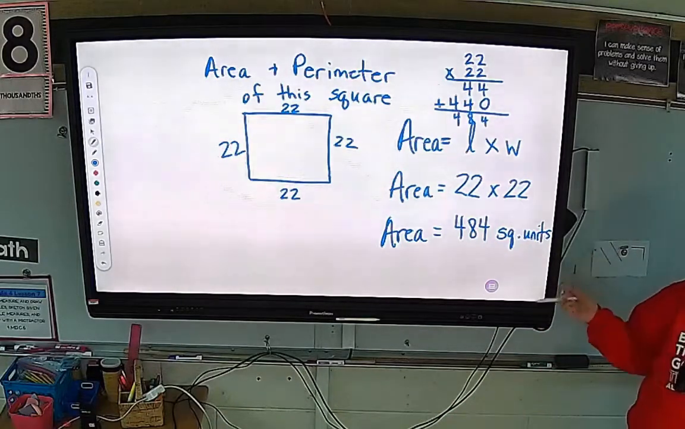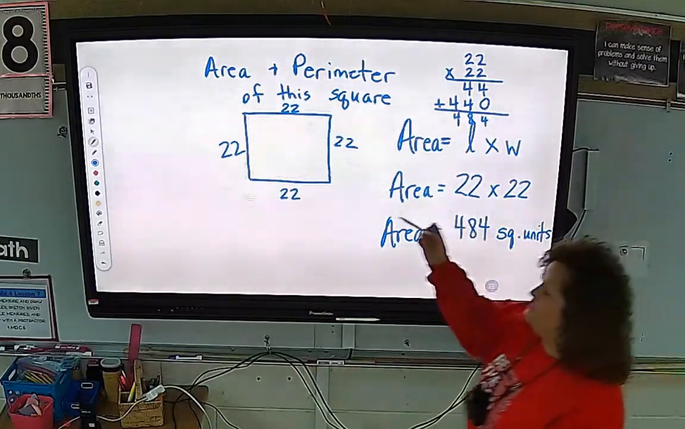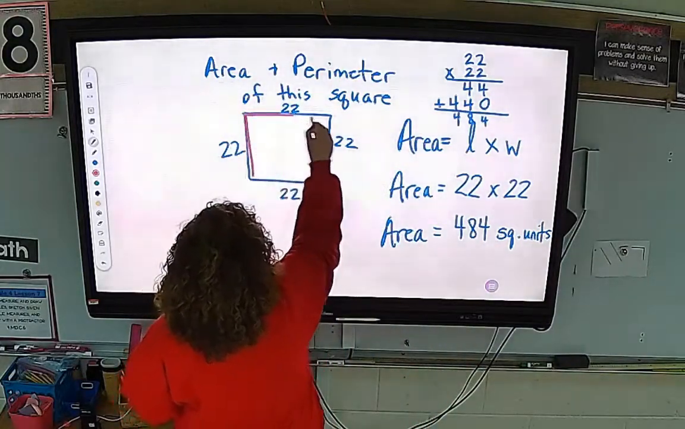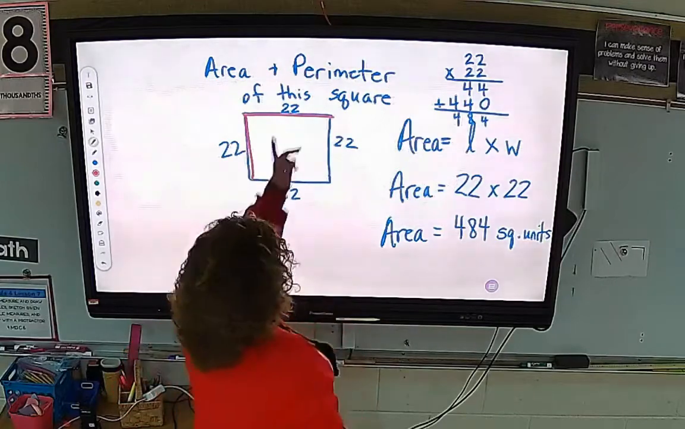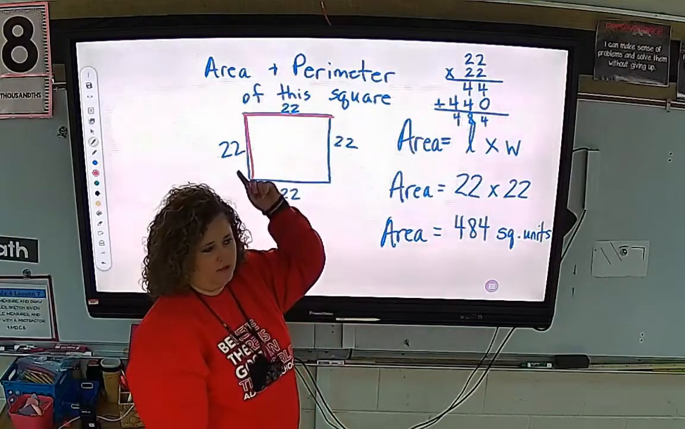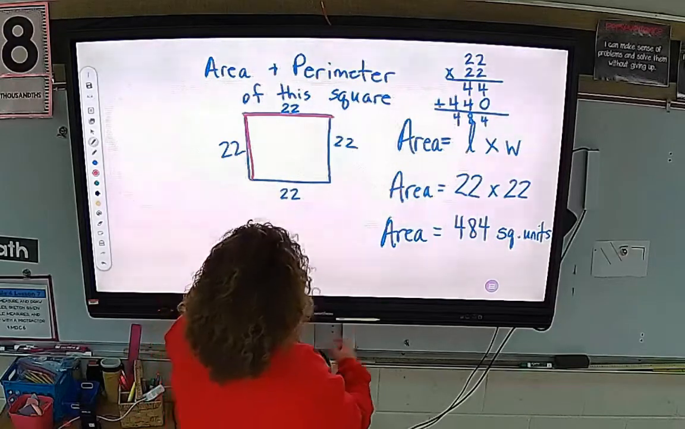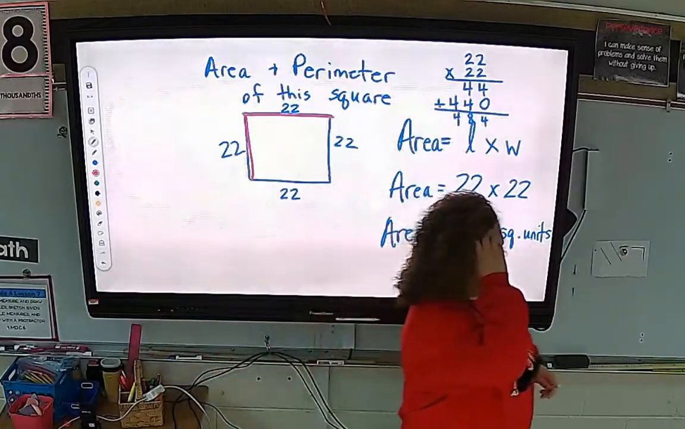It's fine. All right. So that's area. The length times the width. You take the number that's here times the number that's here. And how did we know that number? Because it's a square, all the sides are the same. Okay, so let's leave area and go to perimeter.